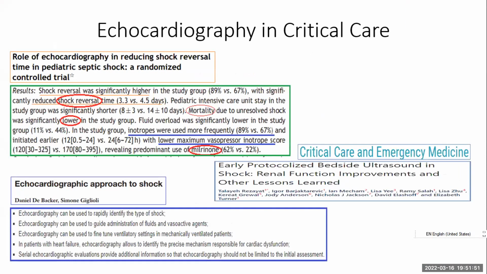Yes, sir. Perfect. Okay. So there are several papers which have mentioned the role of echocardiography in management of hemodynamically challenged patients in critical care as well as emergency medicine.